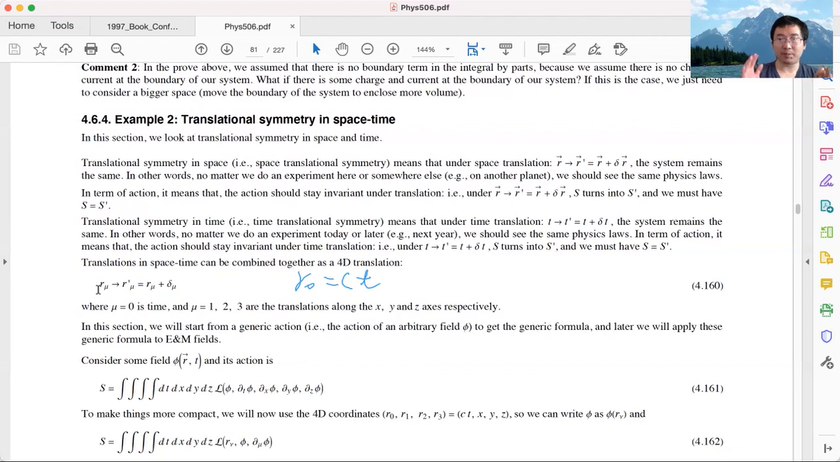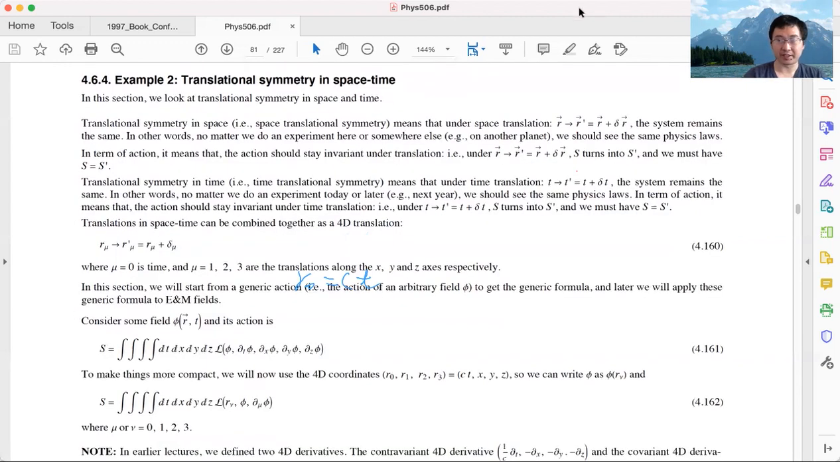And if the system stays invariant when we do this translation, if my action stays invariant if we perform this translation, then we say the system has the so-called translation symmetry. It has translation symmetry in space and time. That is the space-time translation symmetry we're going to discuss. And we are going to look at what will happen if a system has this symmetry. That is our main focus of this section.